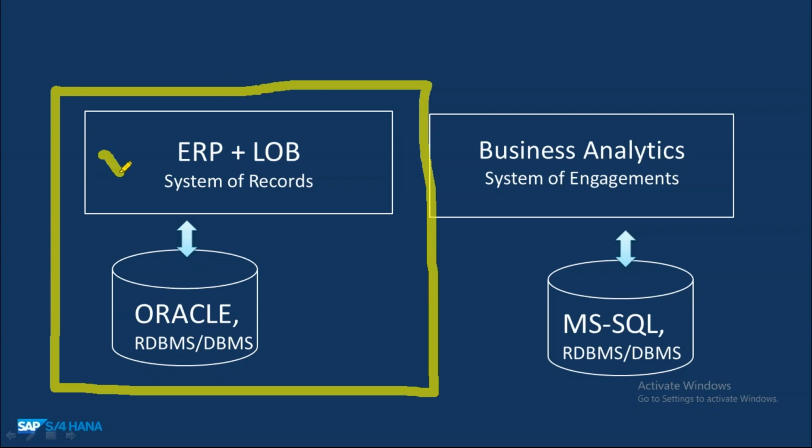Because this is the transactional application layer, and this one right here is the database layer, right? So this is how it used to be, and this is how we always have been working. And this is what you will also find in existing customers who are going to migrate to HANA. Okay, so SAP over here is the application layer, and Oracle over here is the database layer.